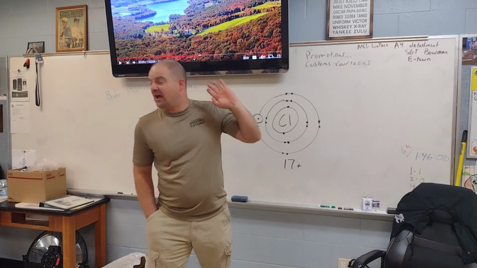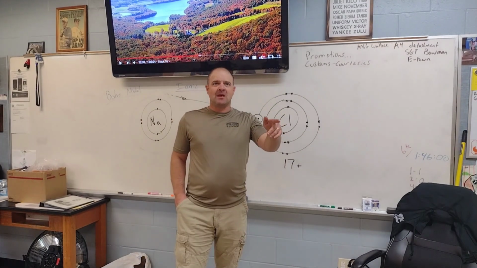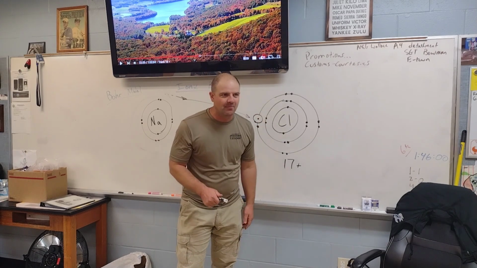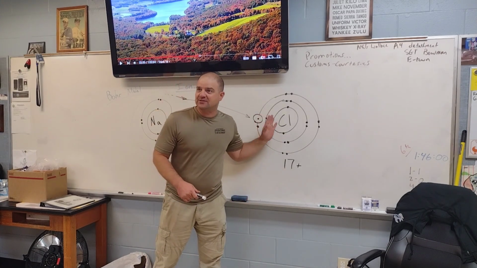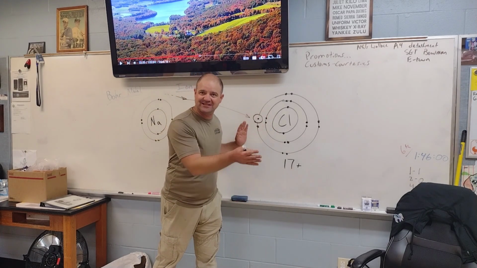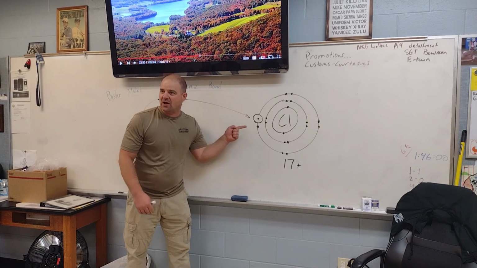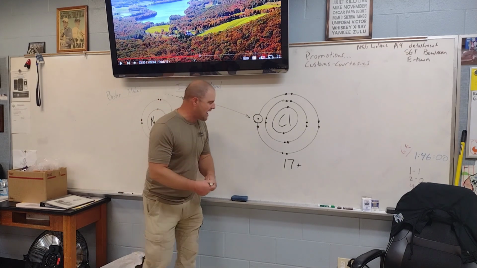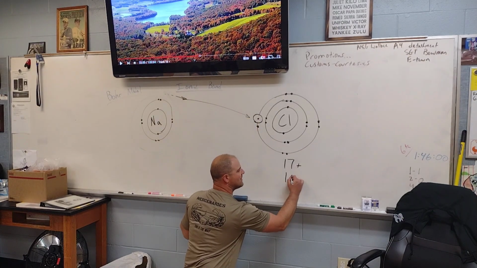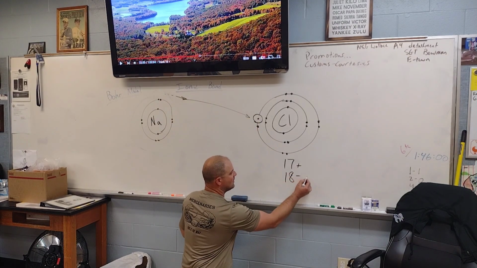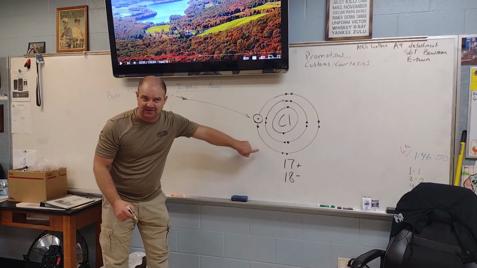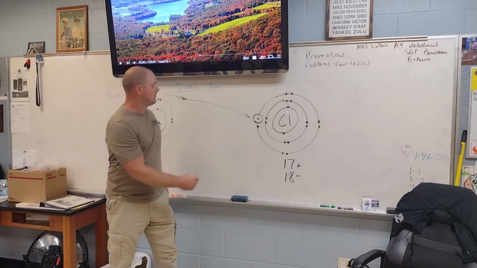Now, I heard somebody say, but they have the same protons and electrons. No, that's when they were an atom. That's when I drew it as a Bohr model, just as chlorine by itself. But it just took one from sodium. So it has 18 electrons, and electrons have what kind of charge? Negative. So what total charge does this chlorine ion now have? Negative 1.